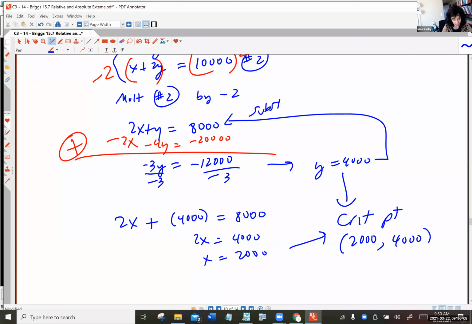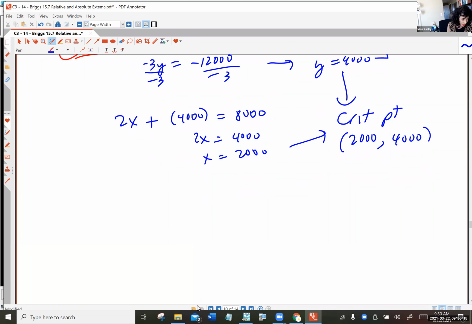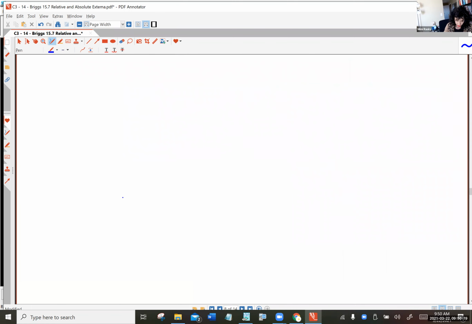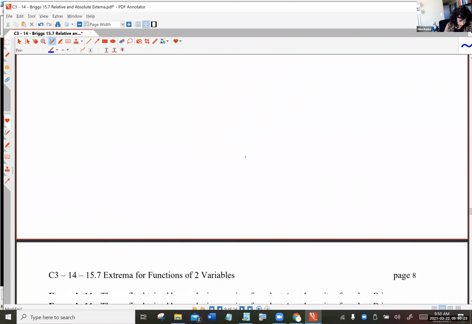Now prove to me this actually maximizes profit. It actually is going to end up maximizing profit, but prove it. How do you know it's not a minimum? So if I get the second partials, oops, I went too far. I don't know what happened there. Went too far. Okay.